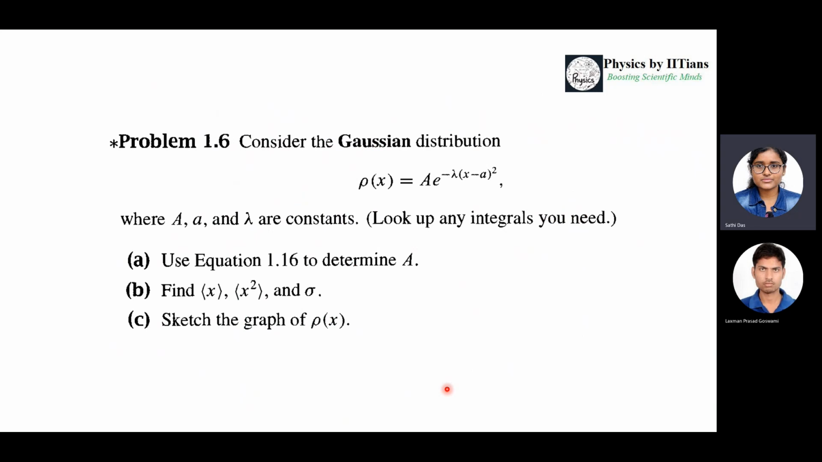And this one is the last problem which I would like to give you as your homework. This is taken from Griffiths Quantum Mechanics book. The Gaussian distribution is rho of x equals A e to the power minus lambda (x minus a) whole squared, where A, a and lambda are constants. Use this equation to determine A, find the average of x, the average of x squared, and sigma, that is the uncertainty or standard deviation, and also sketch the graph of rho of x. So hopefully you will do this and tell me the answer.